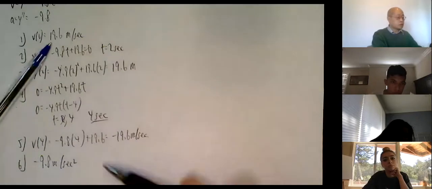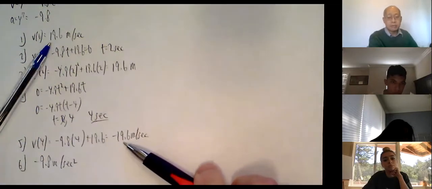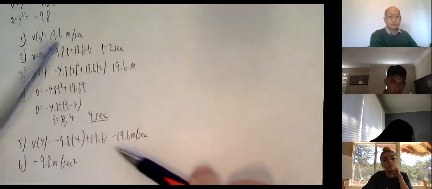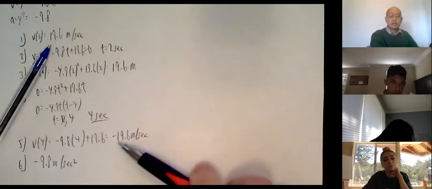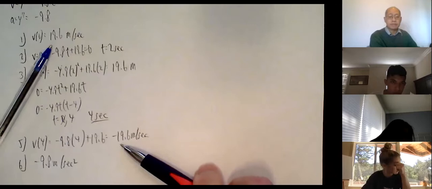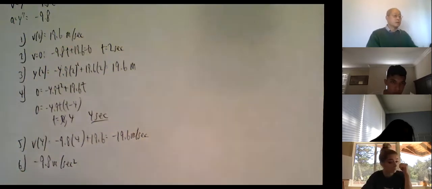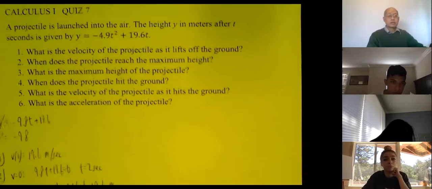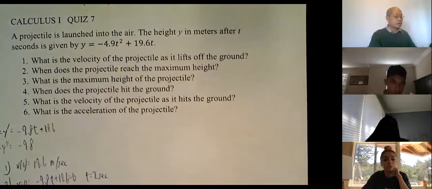And if there were no air resistance, as you can see, they are the exact same speed, except one's going up and the other's going down, right? Positive 19.6, negative 19.6 meters per second. Okay, so that was a little bit of physics with this question, but I wanted to get that out of the way. Okay, so we are done with that.